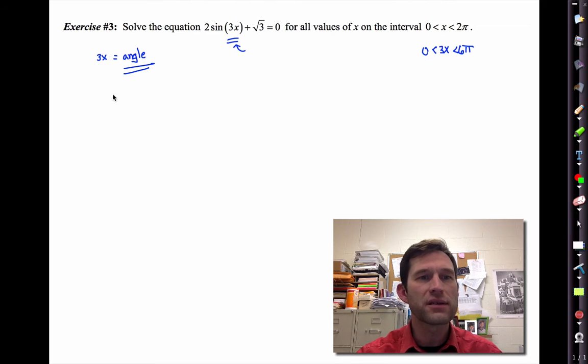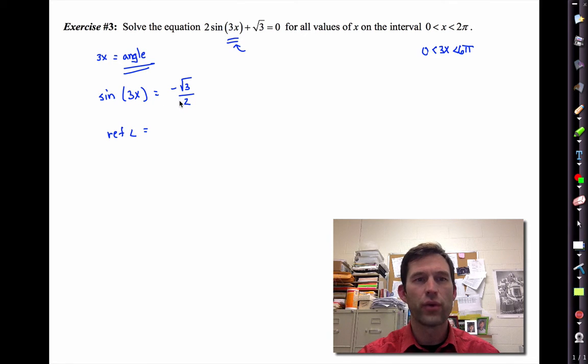So let's solve for 3x. I can easily isolate the sine, and I'll get sine of 3x is equal to negative root 3 over 2. Now I'm tempted to put down x sub r for reference, but I'm not going to do that. I'm just going to put down reference angle. What angle has a sine of root 3 over 2? Think about that for a minute. Okay. Hopefully pi over 3. Also, man, we have a lot of these, don't we? Also, we must be in quadrant 3 and quadrant 4 because sine is negative.